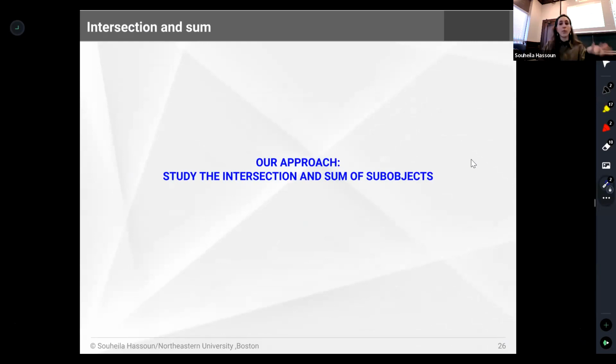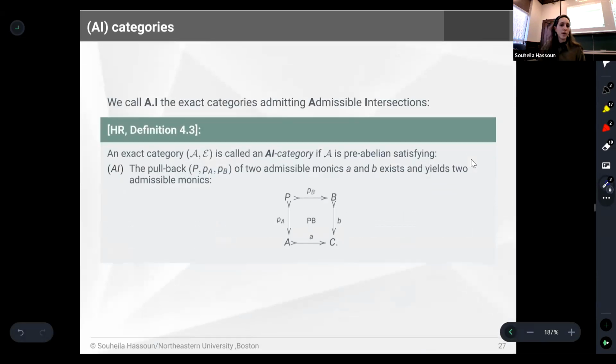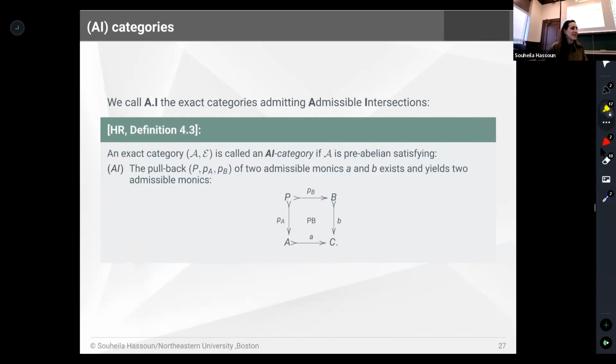So the thing we were looking for is, when is this satisfied? One way of studying this is by considering intersections and sums of subobjects. That was our approach. So if we take a fixed object, we want to study the intersection of any 2 subobjects in it, or the sum of any 2 subobjects in it. And so let's say we take an exact category. The first intuition was just taking the abelian intersection, like the pullback, and hoping it works for an exact category.